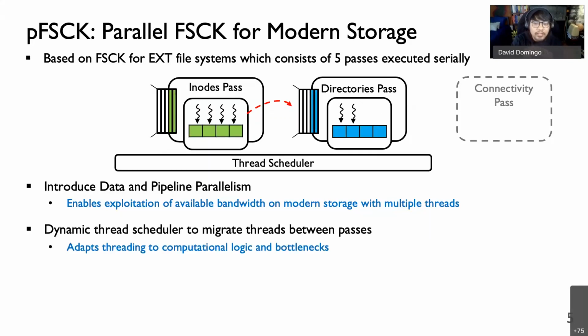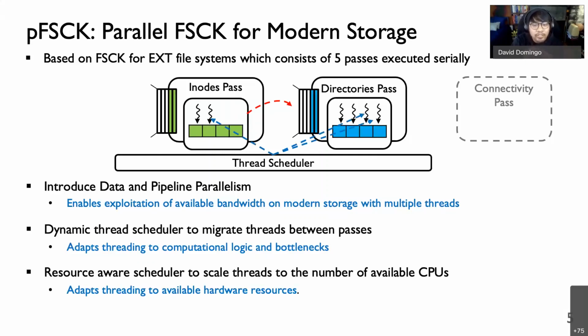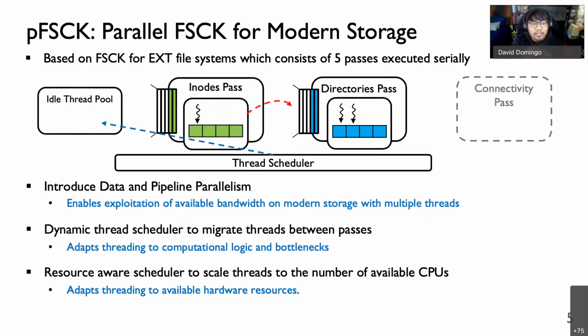We also implemented a dynamic thread scheduler, which migrates threads between passes based on the amount of outstanding work to be done in each pass. This enables PFSEK to adapt threading based on the constraints of the computational logic. Lastly, we implemented a resource-aware scheduler, which schedules and deschedules threads based on the available number of free CPUs. This enables PFSEK to adapt threading to available hardware resources.